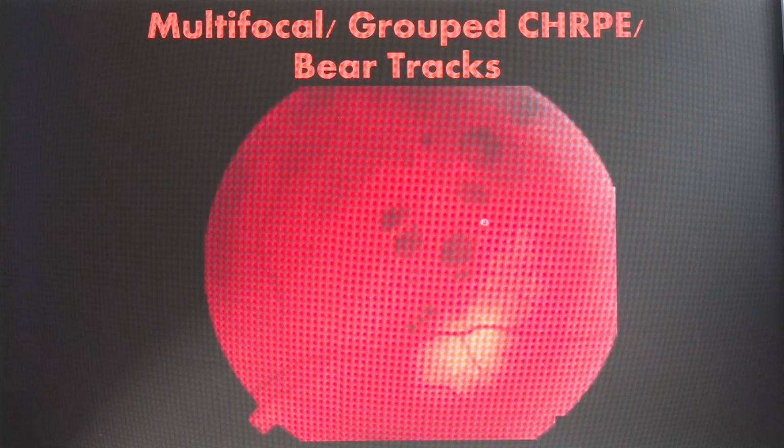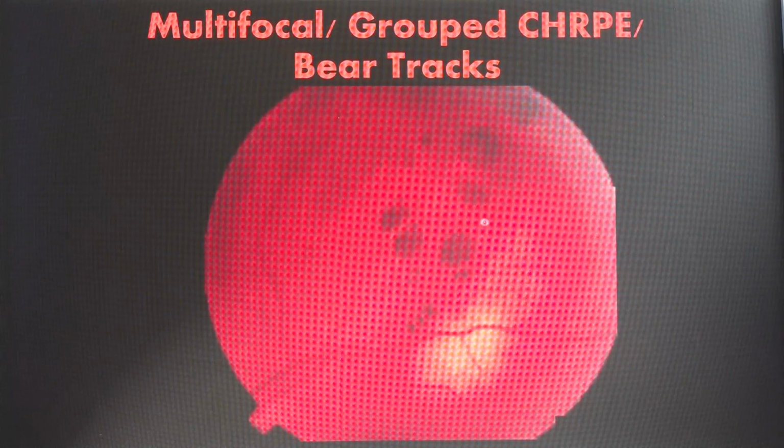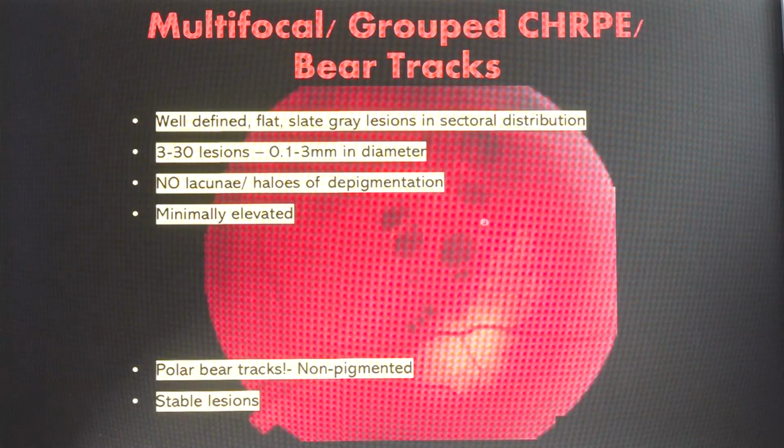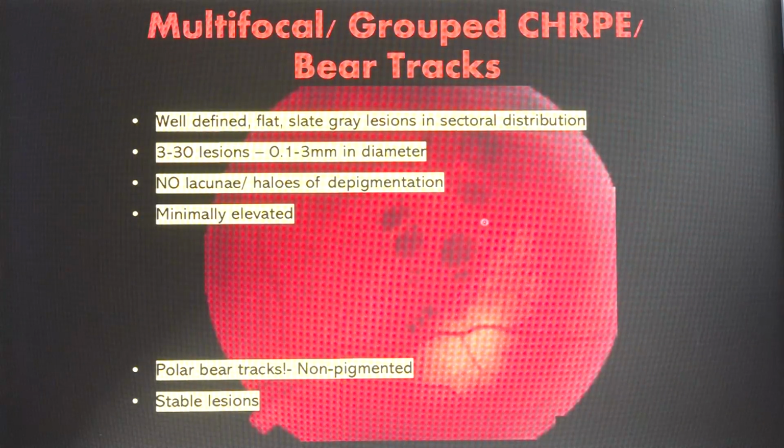So how about these ones? They are the multifocal or grouped CHRPEs, or bear tracks, they are called, because of the small combined appearance. So these are several groups of well-defined flat slate gray lesions. They usually assume a sectoral distribution. They are present together. Each group can consist of around 3 to 30 individual pigmented lesions.